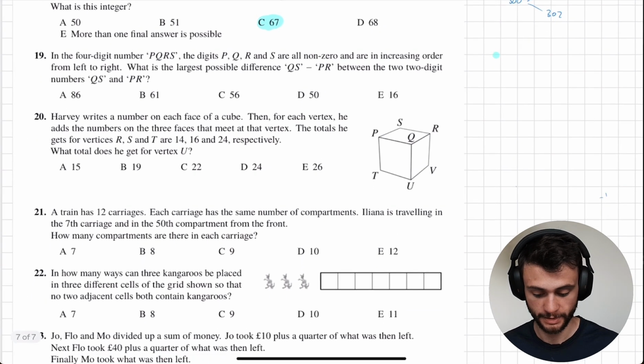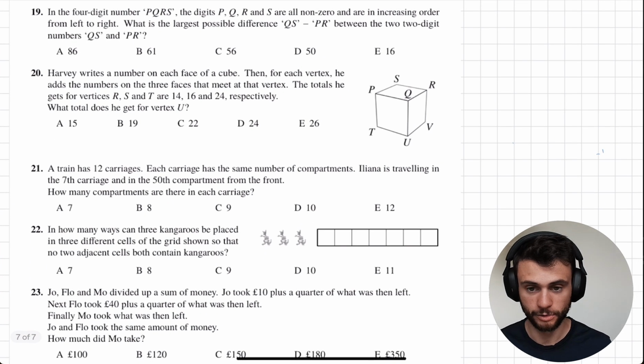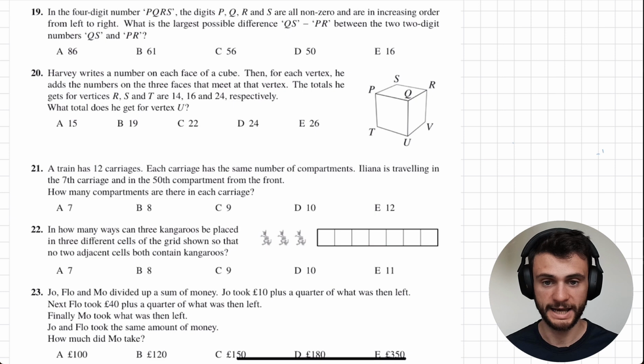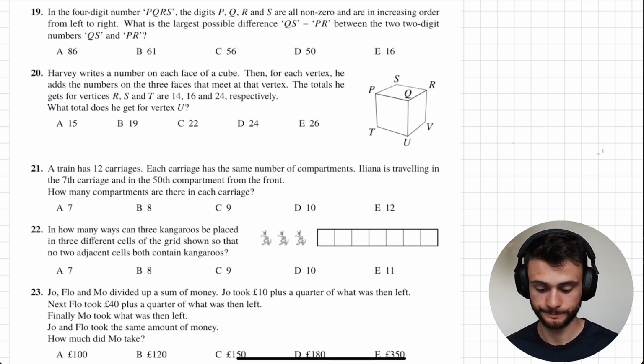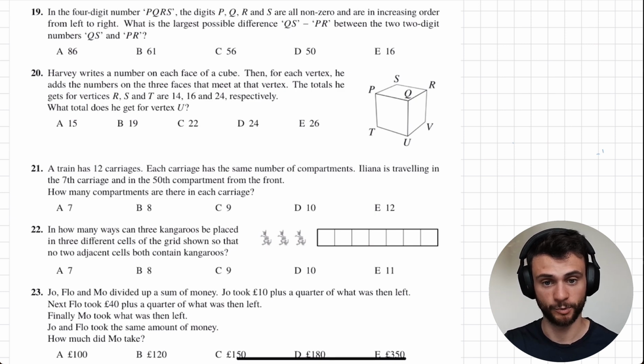Question 19. In the 4-digit number PQRS, P, Q, R, and S are all non-zero and are in increasing order from left to right. What is the largest possible difference, QS minus PR, between the 2-digit numbers QS and PR? So to find the maximum difference, QS needs to be as big as possible and PR needs to be as small as possible.